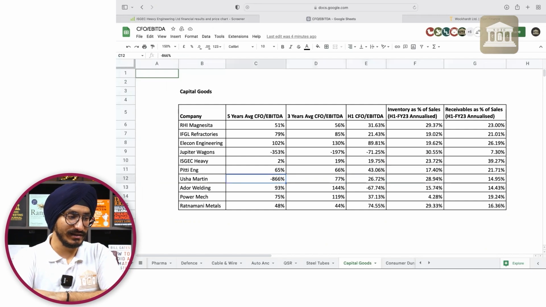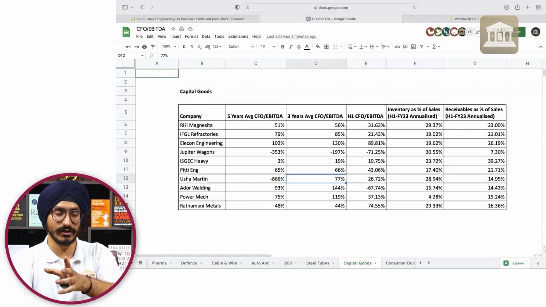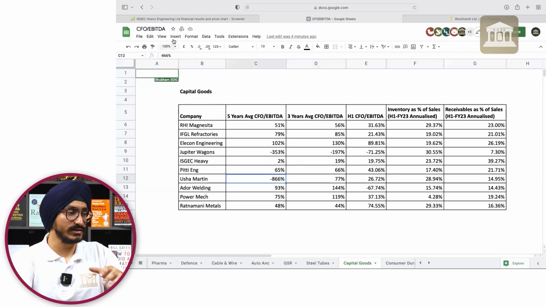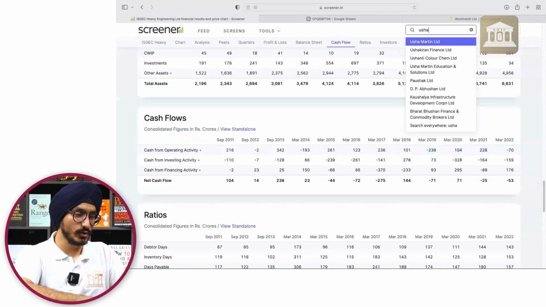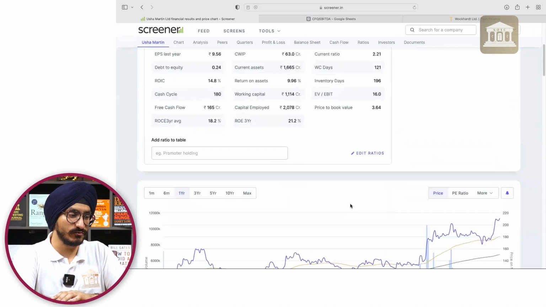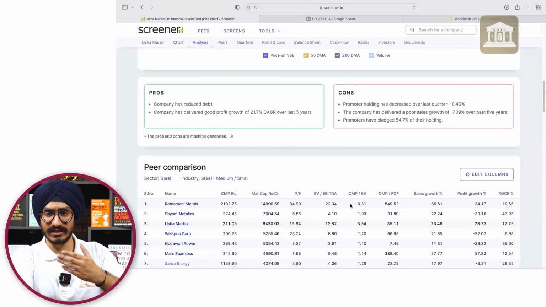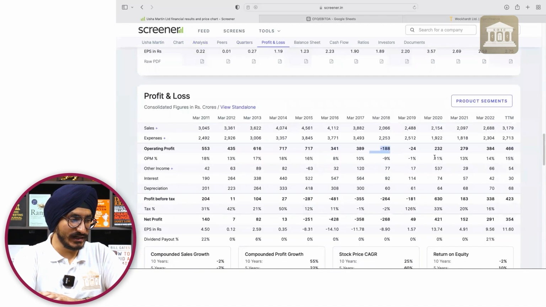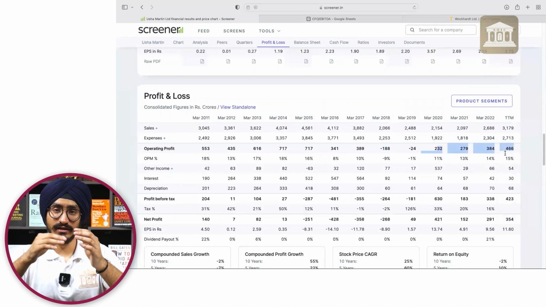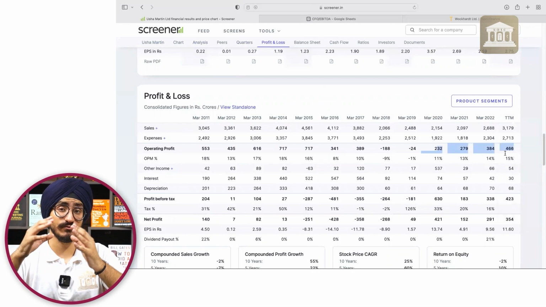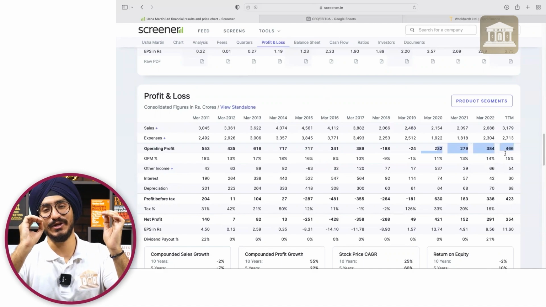For Usha Martin, again, your CFO to EBITDA for the last 3 years on an average has been good, like 77%. 5 years might not be the right metric, because the simple reason is that this business used to have a steel business, like they used to have a steel mill themselves, which they sold off to Tata actually. And if you just look at the last 3 years, you'll see that post 2018, 2019, the company has turned into a profit making company. So this is the idea, that in turnaround companies, you have to go deeper into different time series and time frames to get an idea of what the CFO to EBITDA of this company is.